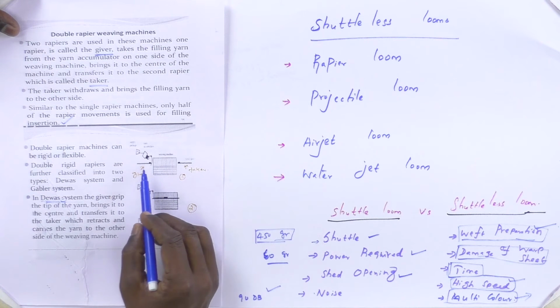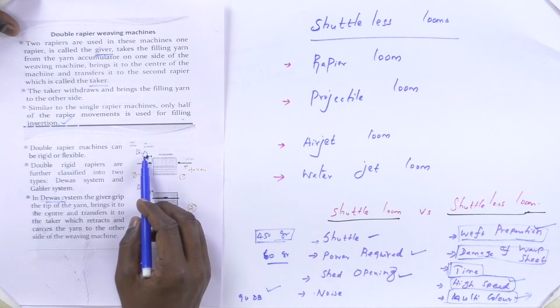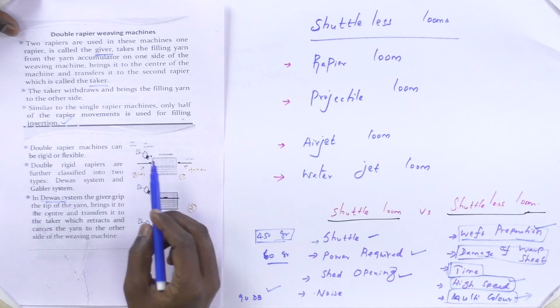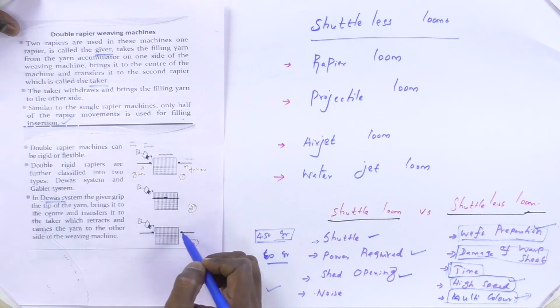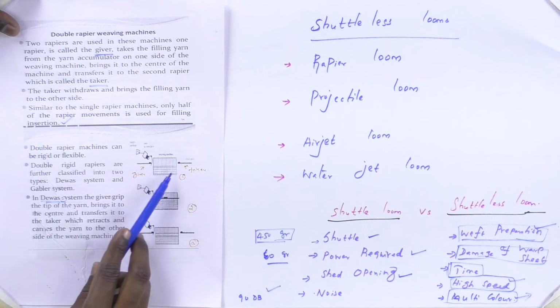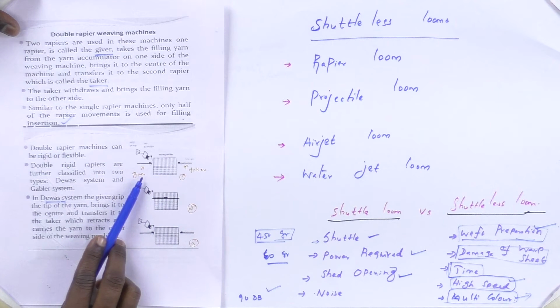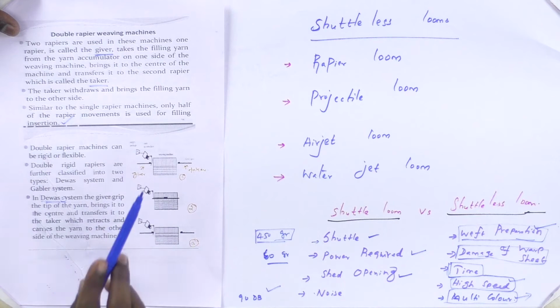Here is the double rapier. This is the giver rapier. This is the taker rapier. The weft yarn is present here. This is a shed. There are three diagrams. The first diagram explains the giver and taker rapiers are ready for exchanging the yarn. So the weft yarn is carried forward with the giver.